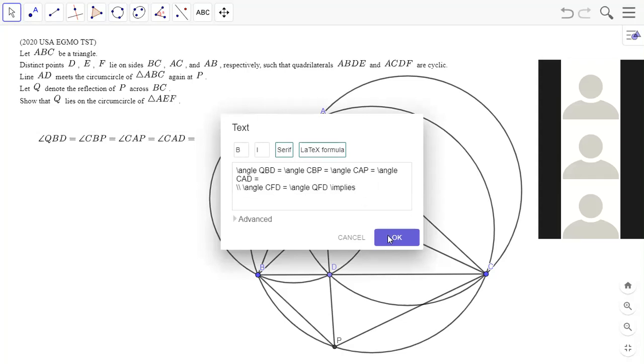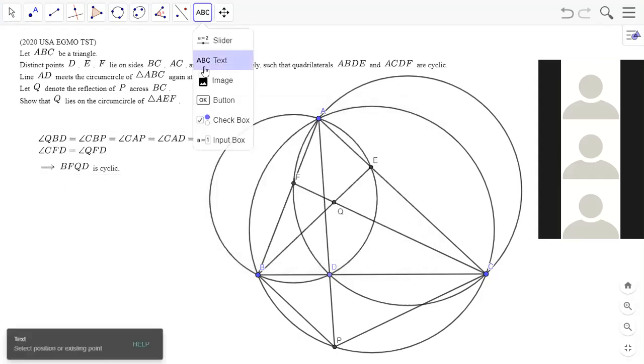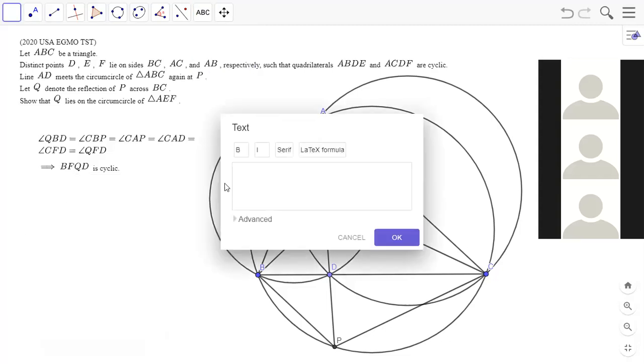Okay, so that means that BFQD is cyclic. All right. And then similarly, oops. Yeah, it doesn't like the spacing, I guess. So I'm just going to do this like this. See if that helps. And then similarly, CEQD is cyclic. And then we use Pascal's.